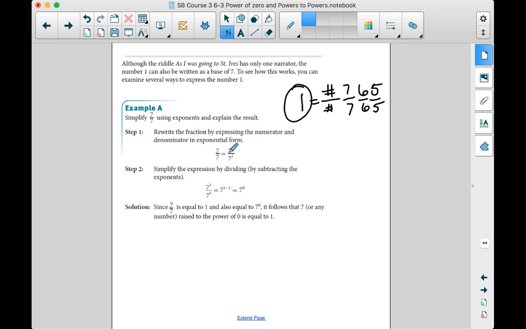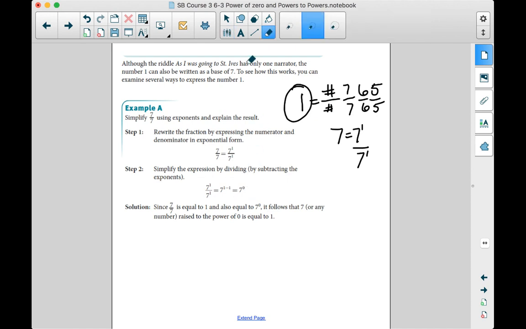So 7 is the same thing as 7 to the power of 1. They equal. 7 is the exact same thing as 7 to the power of 1. So you would have 7 to the power of 1 on top, 7 to the power of 1 on the bottom. If you did your dividing with exponent rules, you could do 1 minus 1, and that equals 7 to the 0.